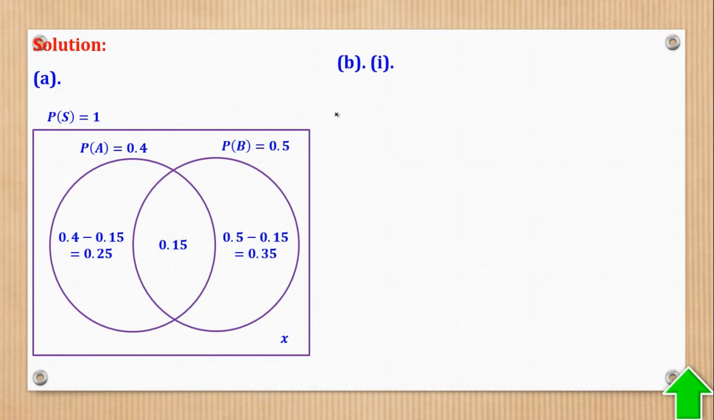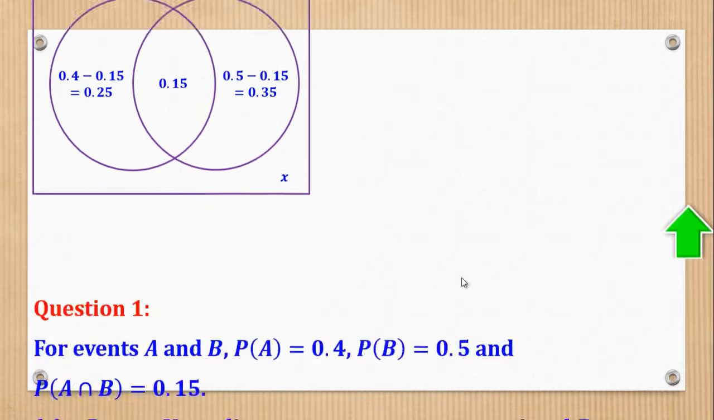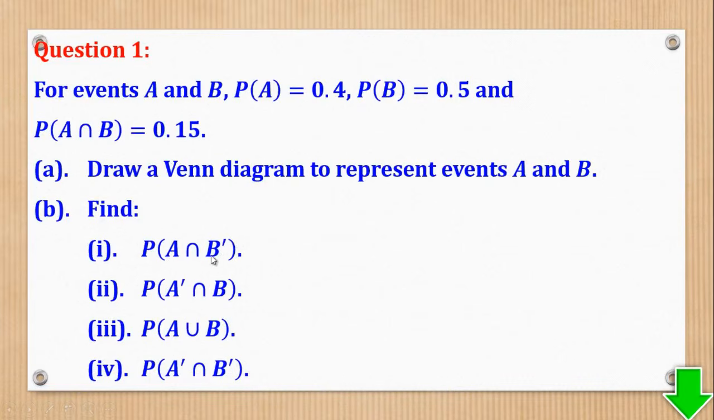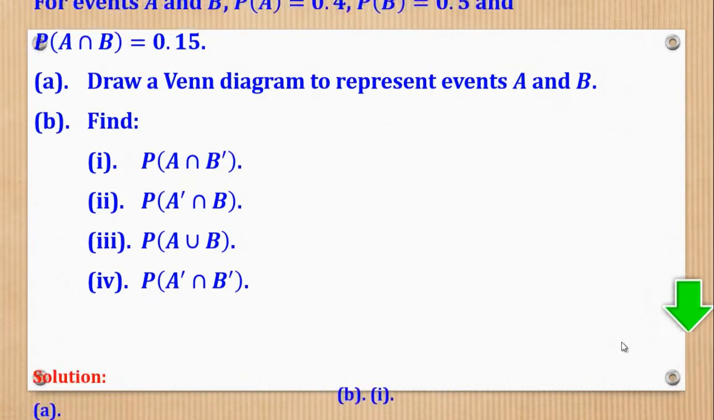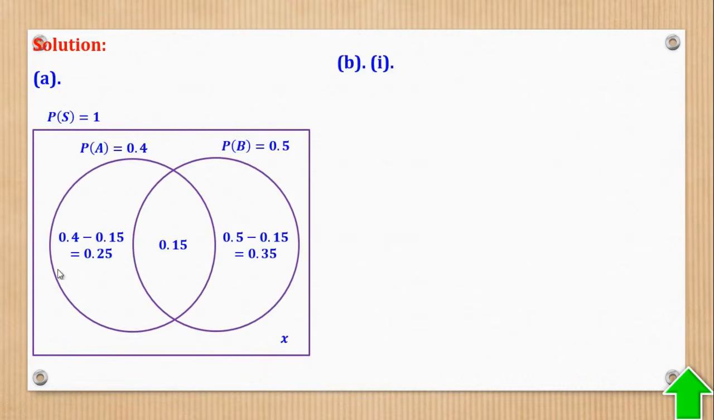Now we shall answer the questions. So for Roman 1, they want A intersection B complement. A intersection B complement means A only, which is 0.25.